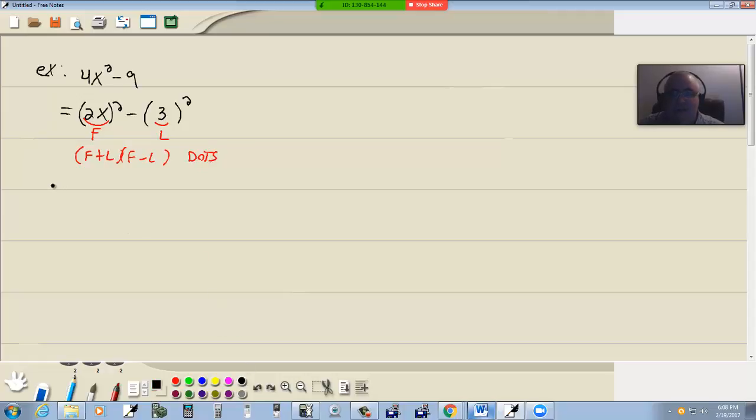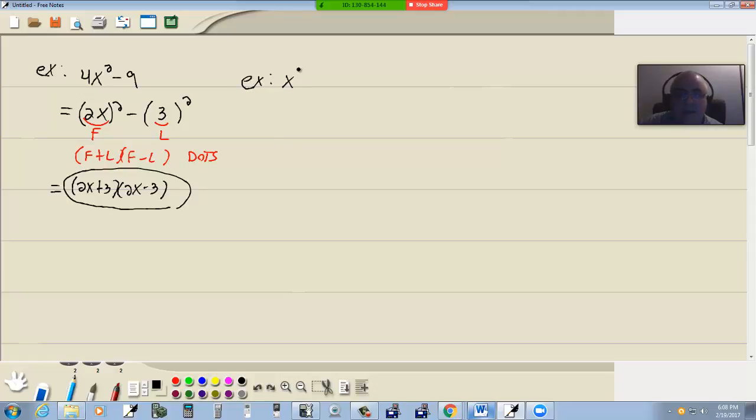Now everywhere we have an F, we'll plug in 2x, and everywhere we have an L, we'll plug in 3. So we'll have 2x plus 3 and 2x minus 3. And that's our answer.